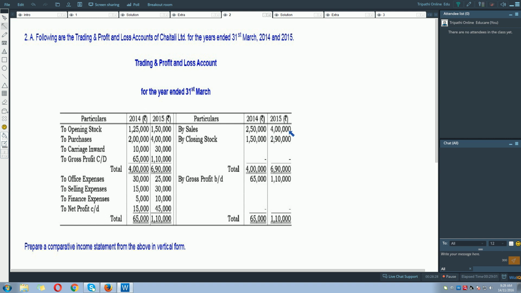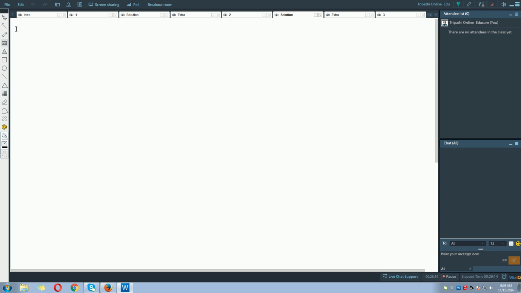Following are the trading and profit and loss account of Chaitali Limited for the year ended 31st March 2014 and 15. Debit side, you can see you have opening stock 1,20,000, 1,50,000, purchases 2 lakh, 4 lakh, carriage inward 10,000, 30,000, gross profit carried on 65,000, 1,10,000. Office expenses 30,000, 25,000, selling expenses 15,000, 30,000, finance expenses 5,000, 10,000, net profit 15 and 45,000. Credit side, we have sales 2,50,000 and 4 lakh, closing stock 1,50,000, 2,90,000, and gross profit. Prepare a comparative income statement from the above in vertical form. Okay, let us start.